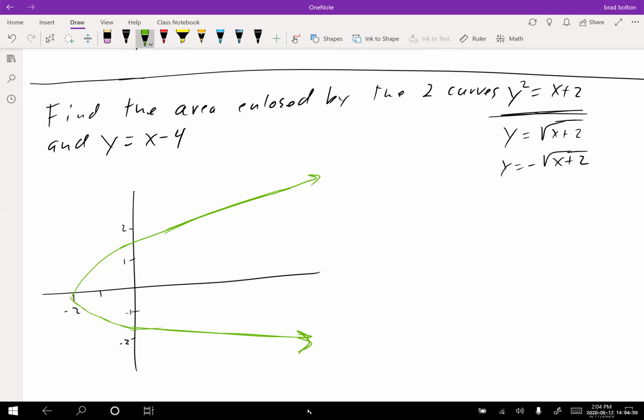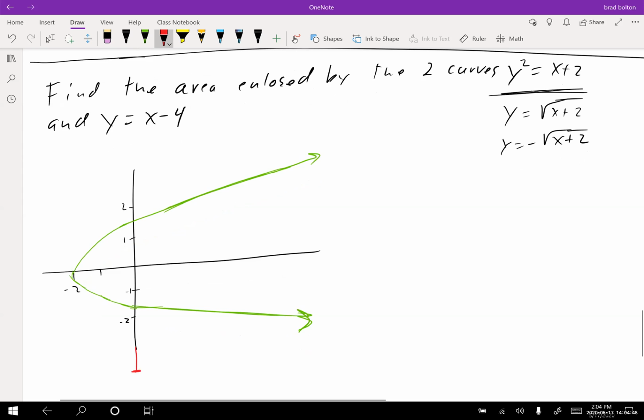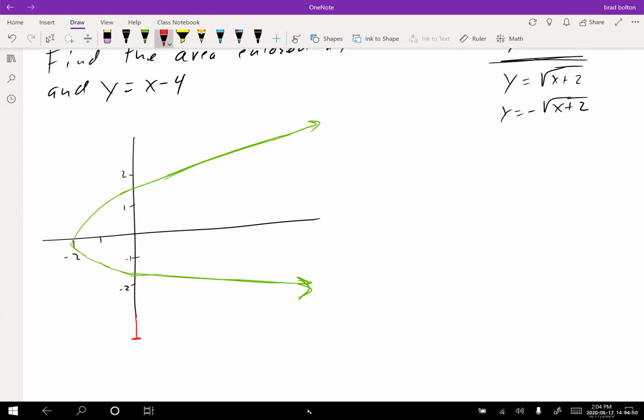Okay, so we have something like that, okay? And then we have this line, y equals x minus 4. So minus 4 is down here somewhere, right? Sorry about that. And then this will kind of cut right about there. And then it'll cut again right there. So let me see if I can get that to, oh, that's about as good as I'm ever gonna get. So let's go with that. So here's negative 4, okay?